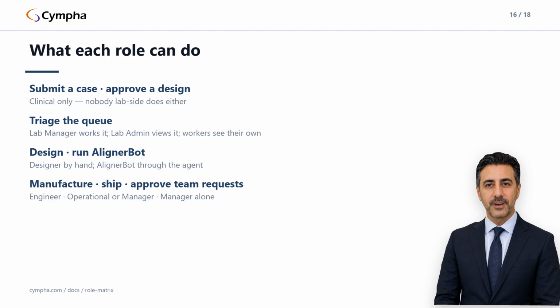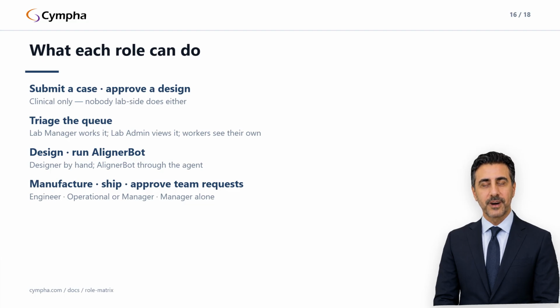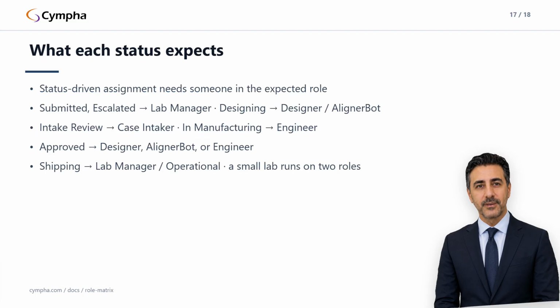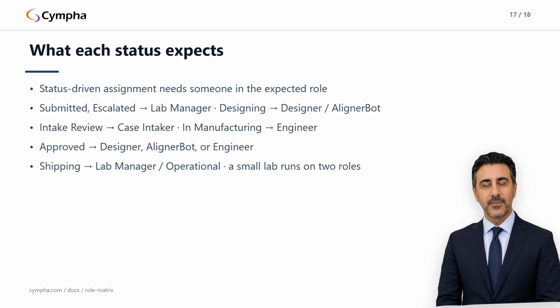Let's close by connecting roles back to statuses, because this is where the queue question finally gets answered: why did that case land, or not land, with me? For status-driven assignment to put a case somewhere, the lab needs at least 1 user in that status's expected role. Submitted expects the lab manager, and so does escalated. Intake review expects a case intaker. Designing expects a designer or an AlignerBot seat. Awaiting approval belongs to the customer, that's outside the lab entirely. A changes requested case goes back to the previous lab worker, whoever built the deliverable. Approved can rest with a designer, an AlignerBot seat, or a manufacturing engineer, depending on the case. In manufacturing expects the manufacturing engineer, and shipping expects the lab manager or an operational user.